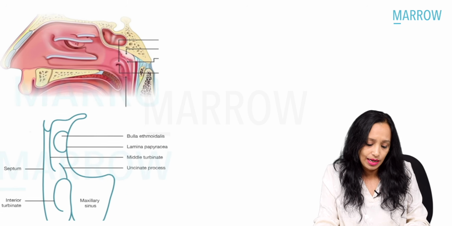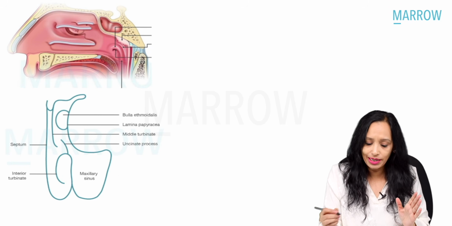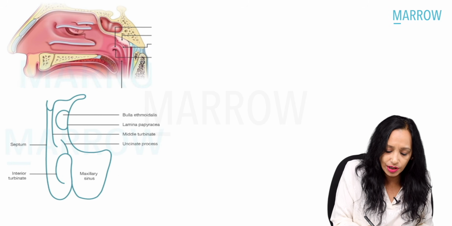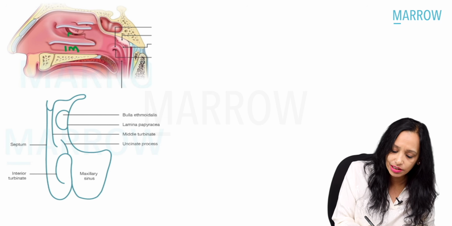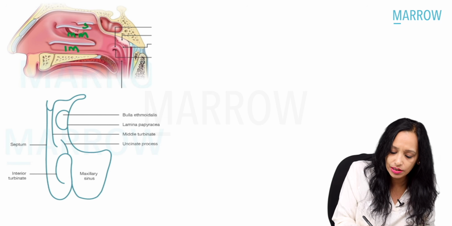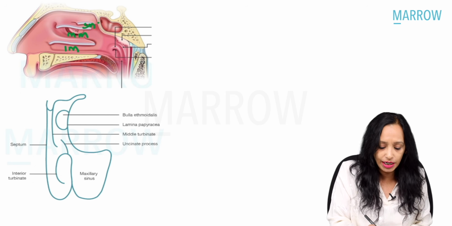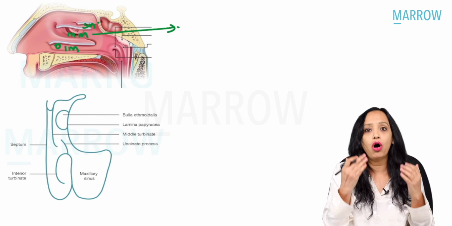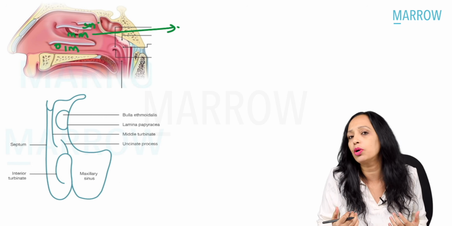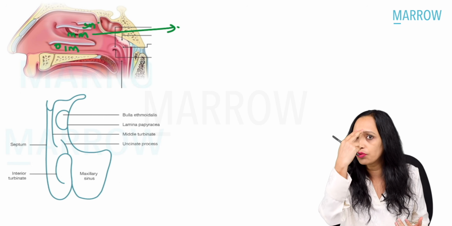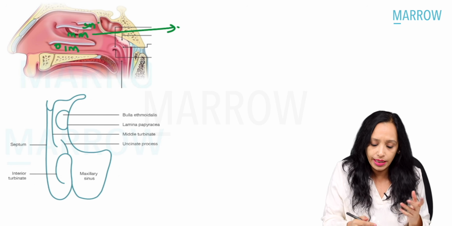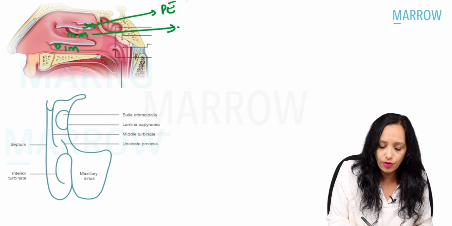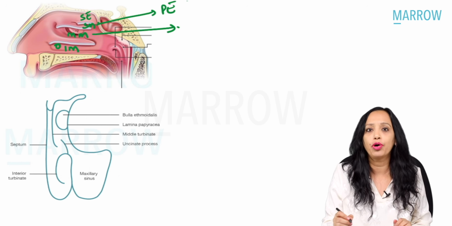In the lateral wall, we have the turbinates, and lateral to the turbinates, we have the meatuses. Lateral to the inferior turbinate is the inferior meatus, middle turbinate is the middle meatus, and superior turbinate is the superior meatus. In the inferior meatus, we have the opening of the nasolacrimal duct. In the middle meatus, we have the opening of all the anterior group of sinuses. Can you tell me what the anterior group is? This is the anterior group: frontal, anterior ethmoid and maxillary. In the superior meatus, we have the opening of posterior ethmoids. And sphenoid, we already saw, is in the sphenoethmoidal recess.